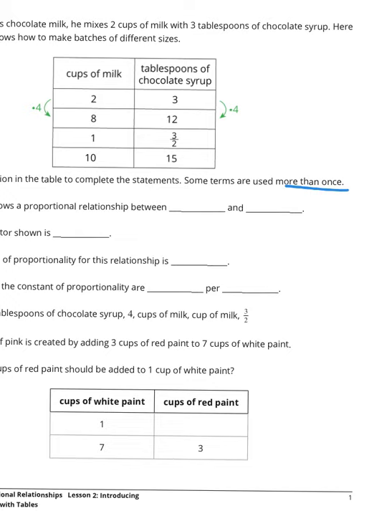The table shows a proportional relationship between, and you could do this either direction, cups of milk and tablespoons. Here's the thing about tablespoons. You can write TBSP, or bakers use a capital T for tablespoons and a lowercase t for teaspoons. Tablespoons of chocolate syrup.